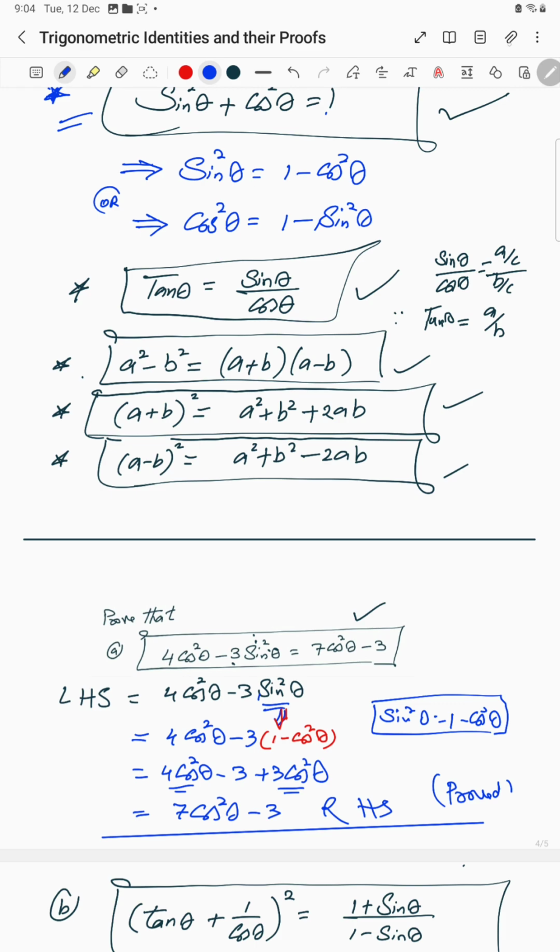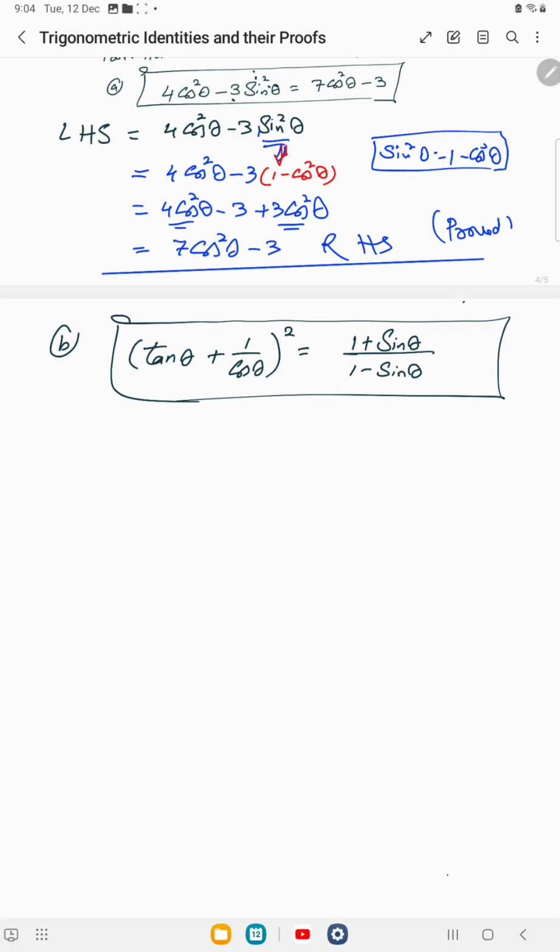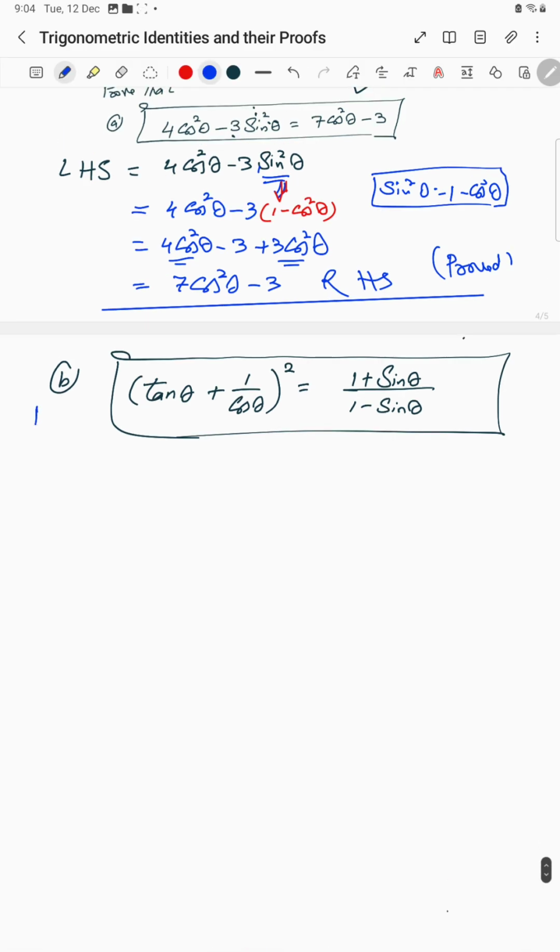Let's take another example. This time we have to prove this identity: tan theta plus 1 over cos theta, whole square, equals 1 plus sine theta over 1 minus sine theta. We have to prove this. So take the left hand side. In order to prove trigonometric identities, you can even take your right hand side, if you think that is easy for you, and make it equal to the left hand side. It's the same. It will not deduct your marks.